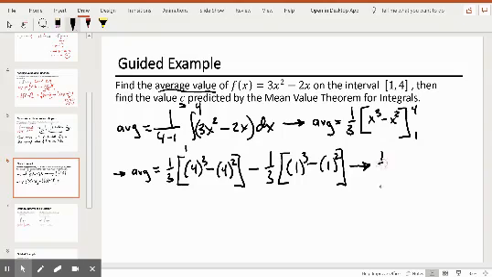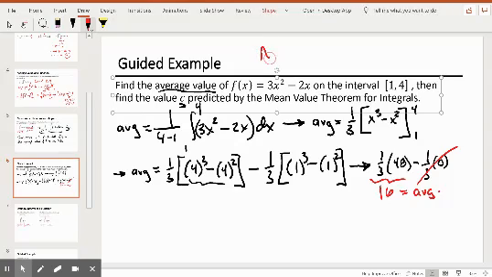And this gives us 1/3. So 64 minus 16 is 48, minus 1/3. 1 cubed minus 1 squared is 0. So that's 0 times anything is 0. And now we can say that 1/3 of 48 is 16. That is equal to our average value of the function on the interval 1, 4.